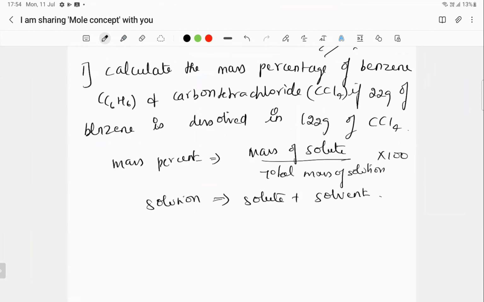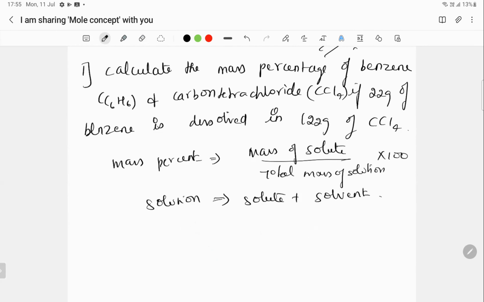Ma'am, 84.72 percentage. That is for your solvent, correct? Yes, ma'am, carbon tetrachloride. For C6H6, it is 15.28. Very good. Who is it? Murali? Yes, ma'am. Okay, very good.